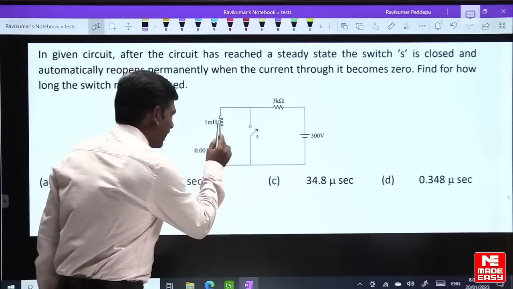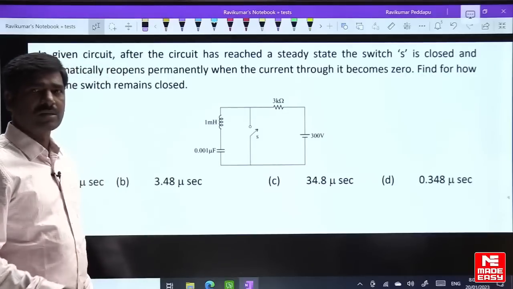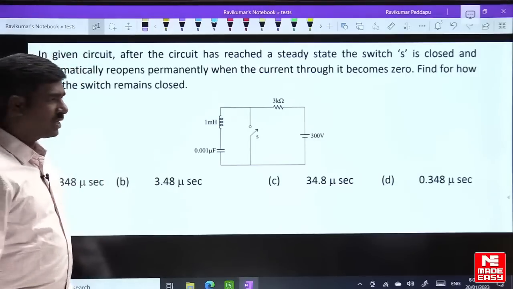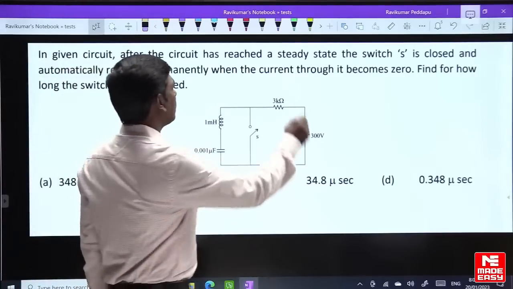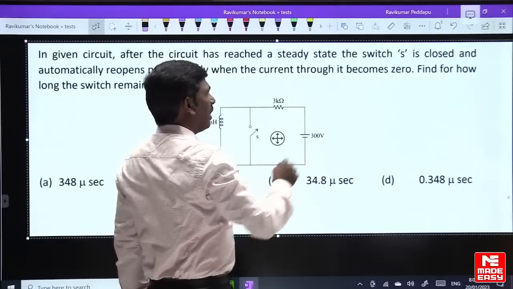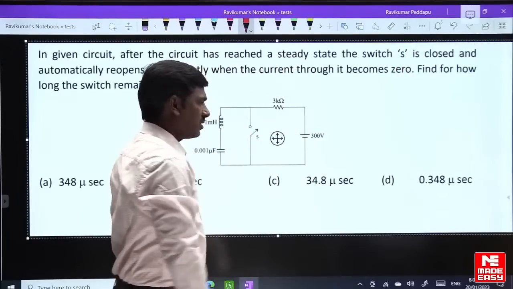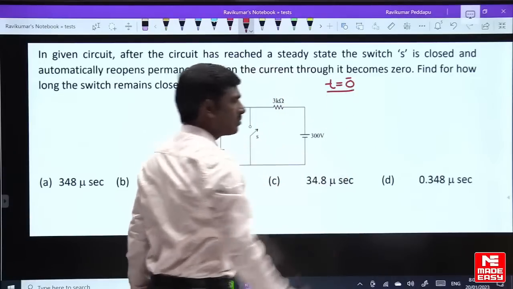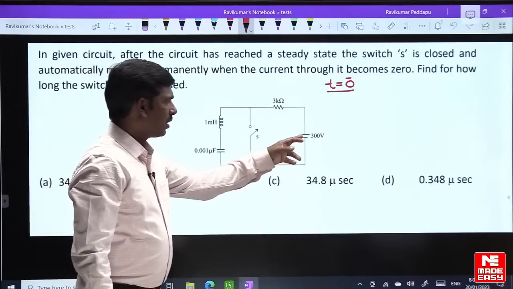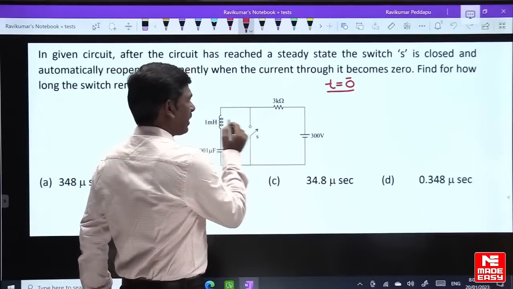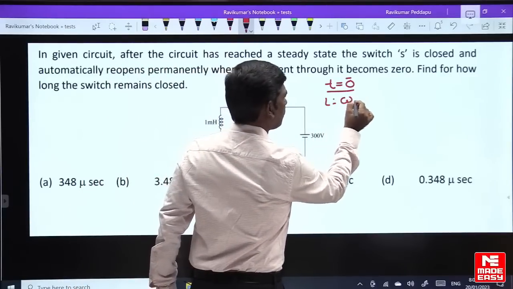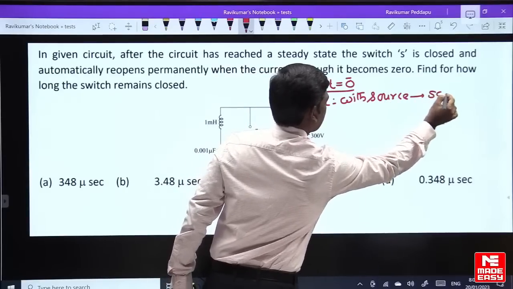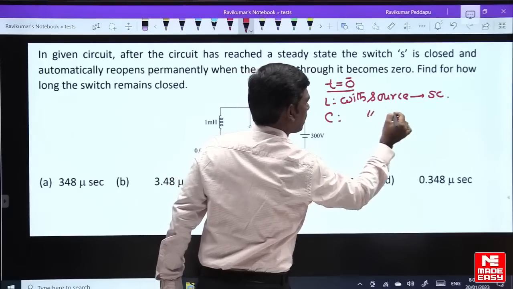So, how to start here now? When inductor and capacitor are present, LC means second order. Second order means always apply the Laplace transform technique directly, blindly. So, whenever applying the Laplace transform technique, first find out the initial conditions. So, at t equal to 0 minus, the switch was open. Now, the inductor is connected to the source, that is short circuited. The capacitor is connected to the source, it is open circuited.